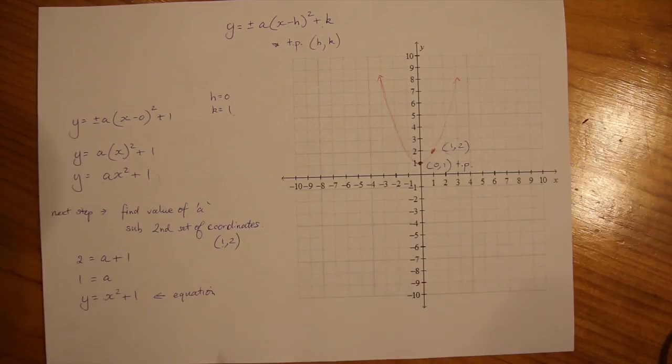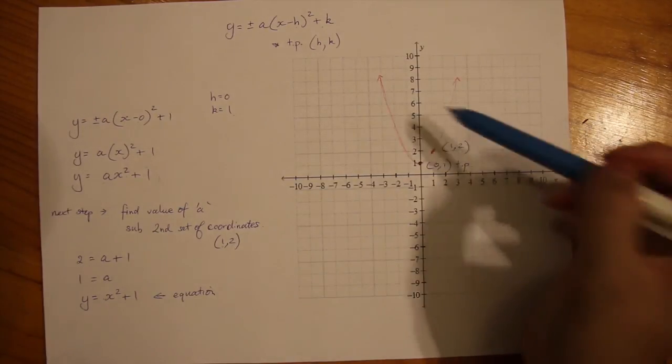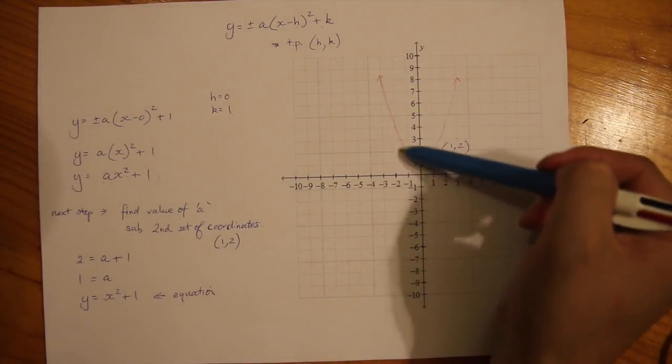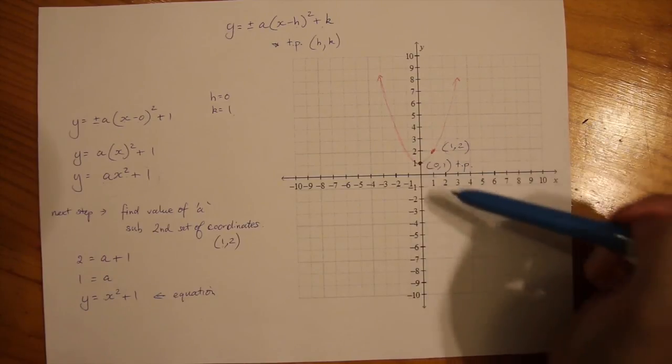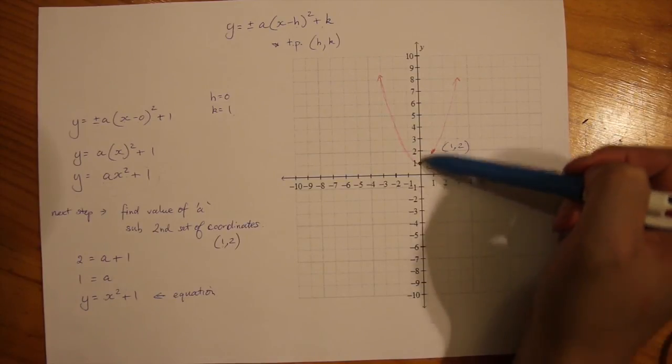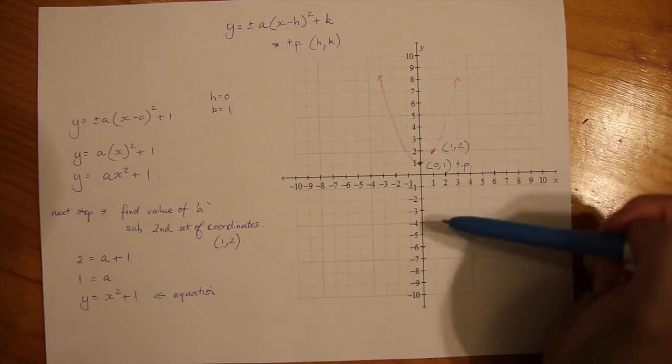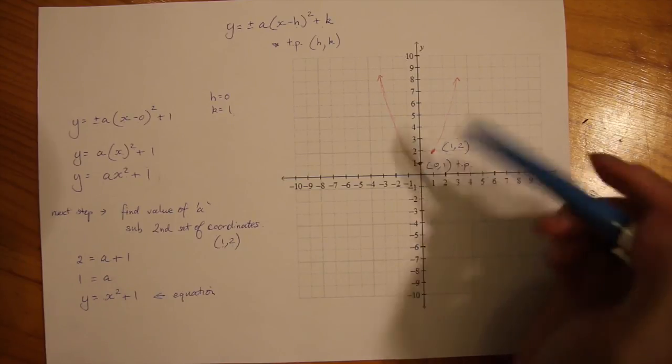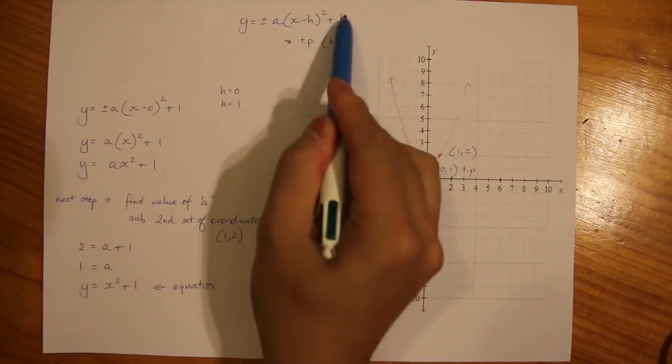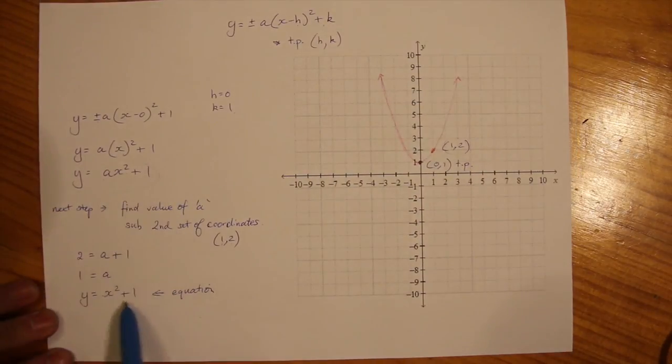for that graph. And if we have a look at it, it does look like y equals x squared, okay, but it's been translated vertically, so it's moved up that y-axis by 1 unit, and this value of k, positive 1, has shown that it's moved up 1.